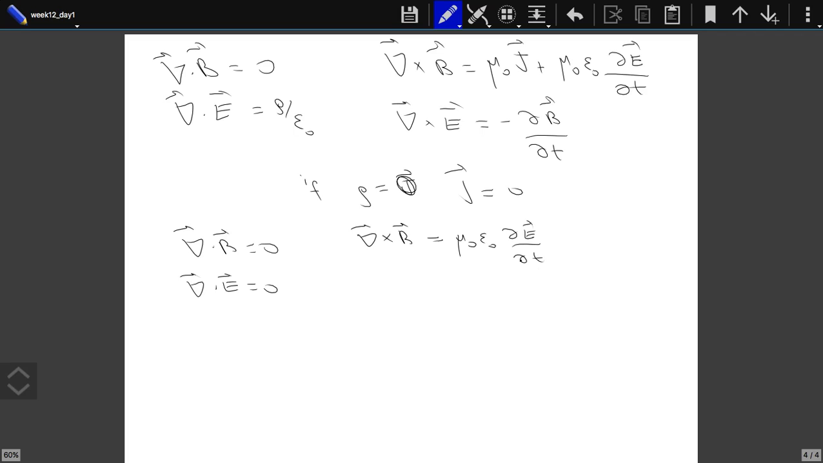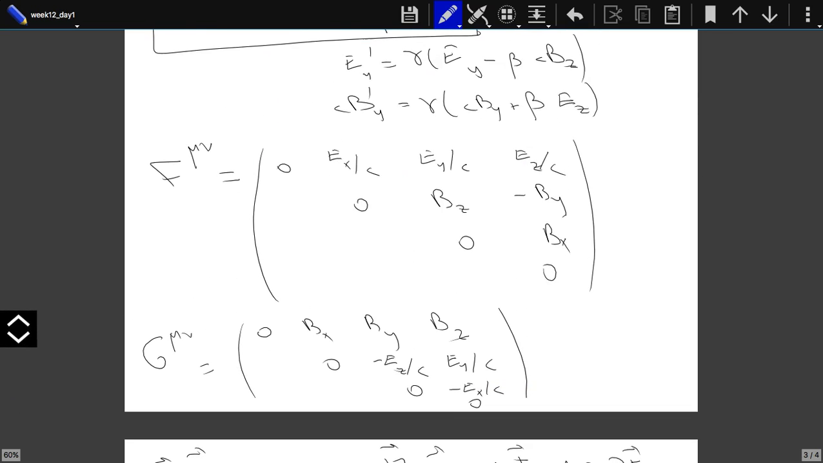and curl of E is equal to minus del B by del t, and instead of mu 0 epsilon 0, let me just write 1 over c squared. Well, they look quite symmetrical. You see, if in these equations, let's say instead of B you just put E, and instead of E you put minus B, nothing changes in our equations. And if you look at these two tensors appearing over here, how do you get G from F? Well, instead of E, just put B. Instead of B, just put minus E, or with certain factor c.